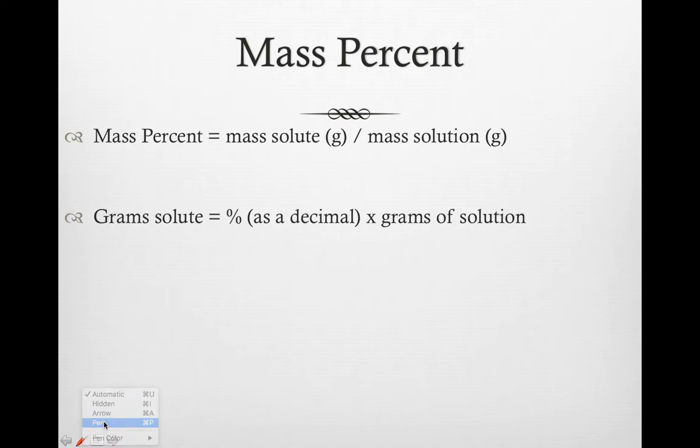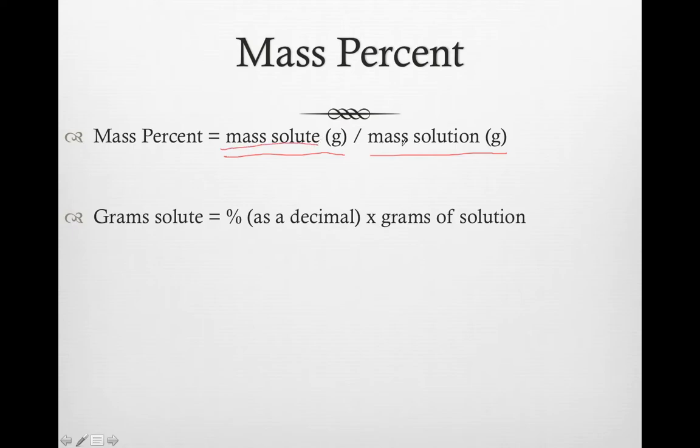To calculate mass percent, we're looking at the mass of solute in grams divided by your mass of solution, also in grams. The grams are kind of arbitrary. It can be milligrams of both, or kilograms of both. They just have to be the same, because when you cancel them out, you're going to be left with your percentage. So think of it as your mass of solute is the number of questions you got right on the test.